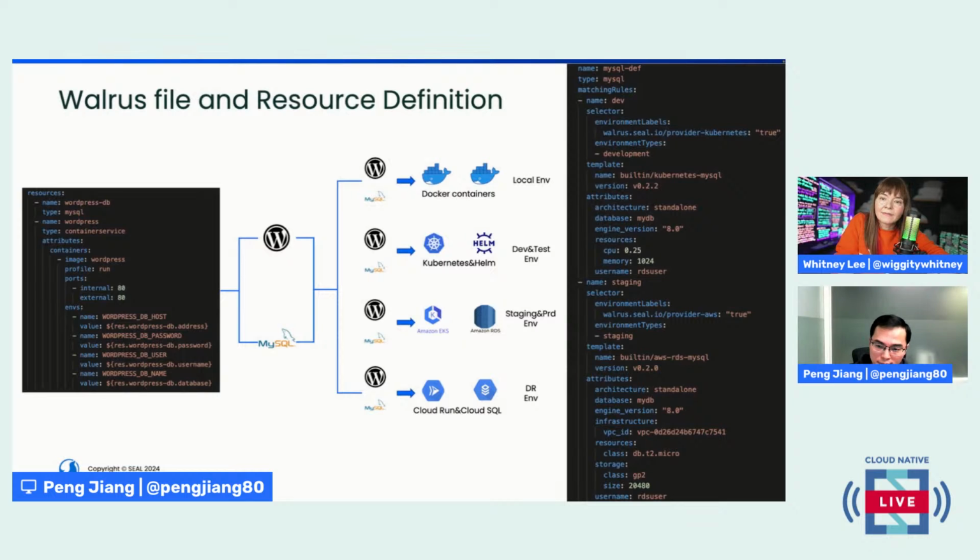Okay, this slide is the core concepts and the core scenario of Walrus. On the left side is a Walrus file. The Walrus file is for developers, similar to a Docker Compose file. In this slide, you can see a sample file, which is a WordPress application.